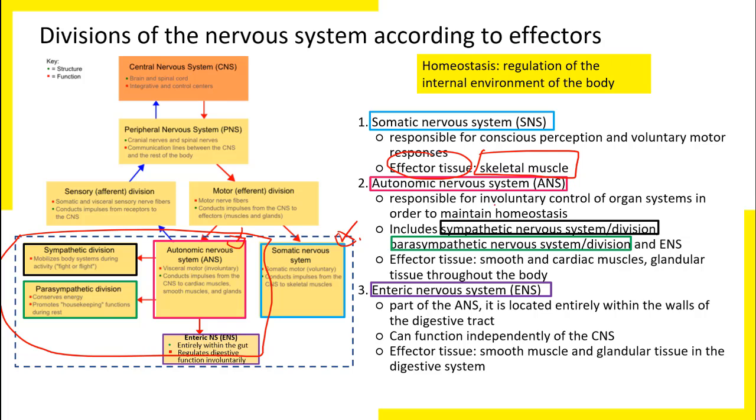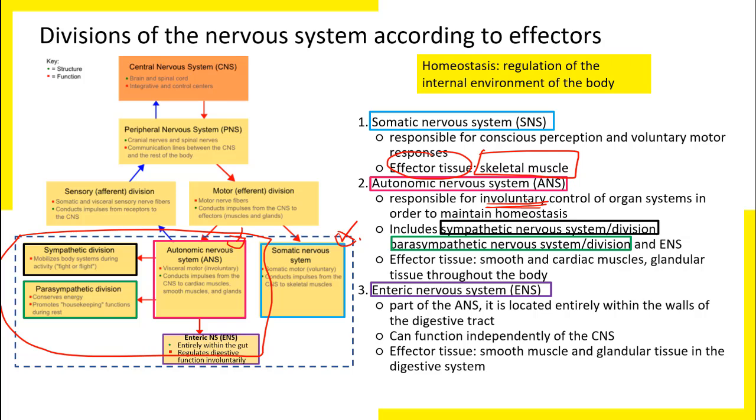So the control of the autonomic nervous system is not under our voluntary control, which is awesome because we don't have to think about how fast or how hard our heart should beat. We don't have to think about digesting all the food that we've eaten. We don't have to think about a whole lot of things because that's all automated, right? That's all part of the autonomic nervous system.